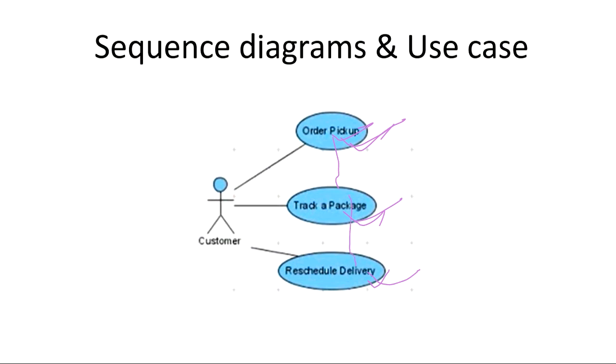Nothing is shown in a use case diagram. It just shows you that you have an actor, customer, who can pick up order, who can track a package, and he can reschedule a delivery. That's it for a use case diagram. How he is going to order a pickup, how he is going to track a package, how he is going to reschedule the delivery, we are not concerned.